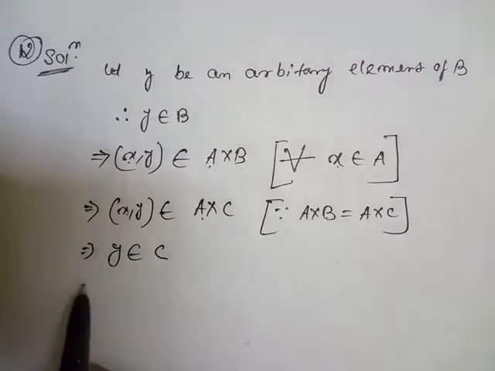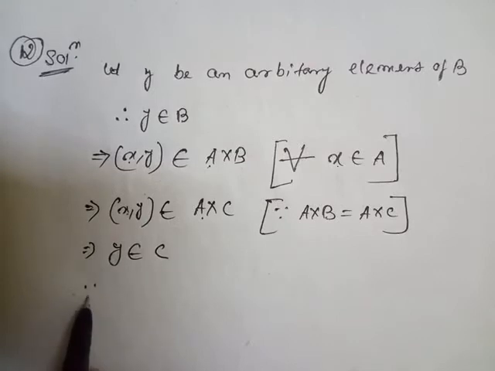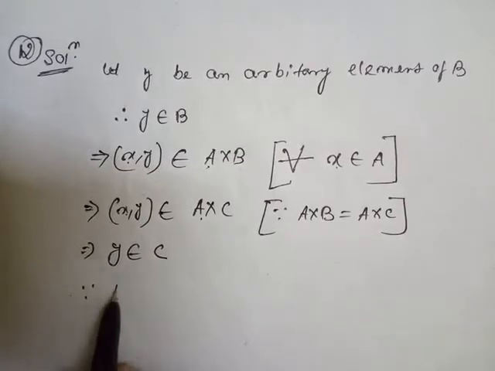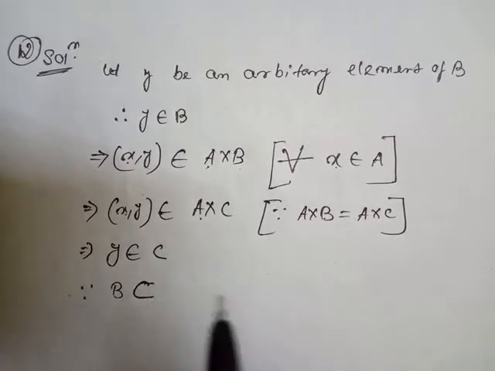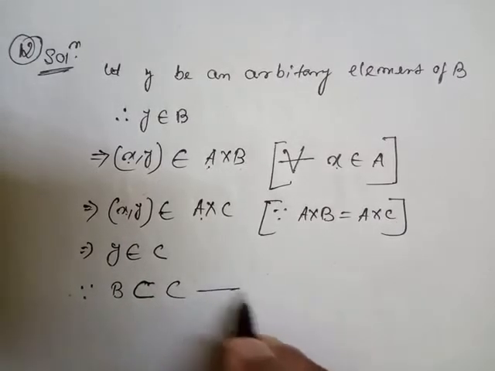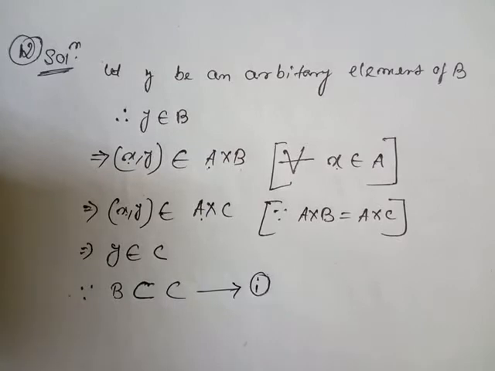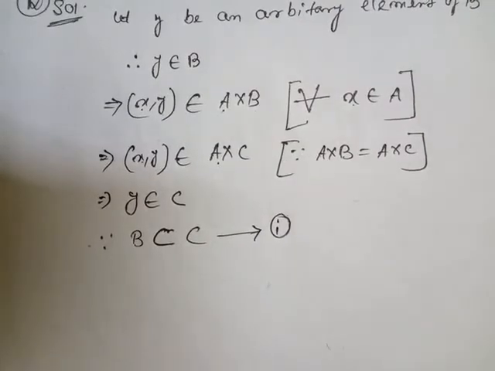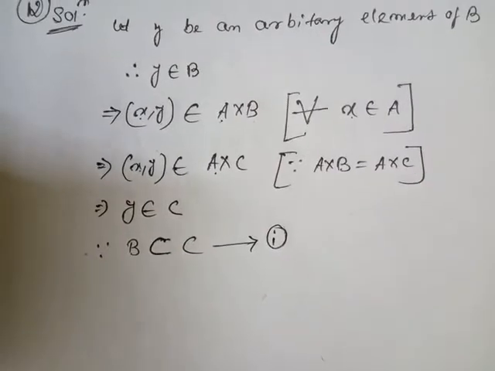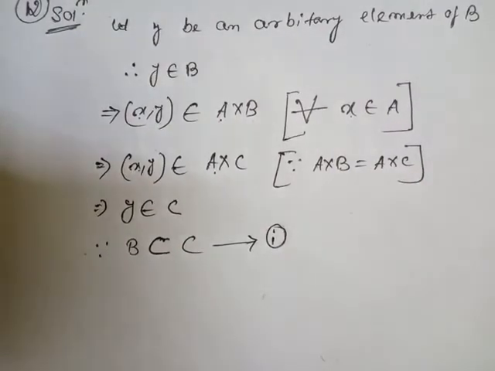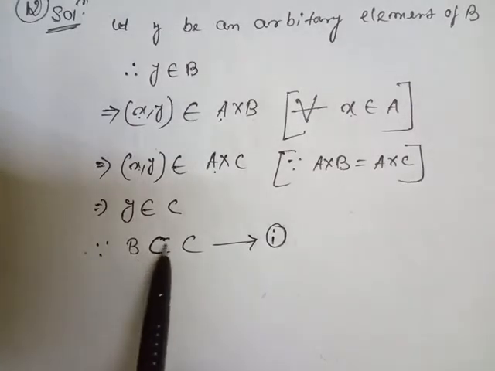Now, we can say that, since B, this is equation number 1. Now students, look, I have used one symbol here. If we use this symbol in set theory or any set problem, we can say that B is included in C.